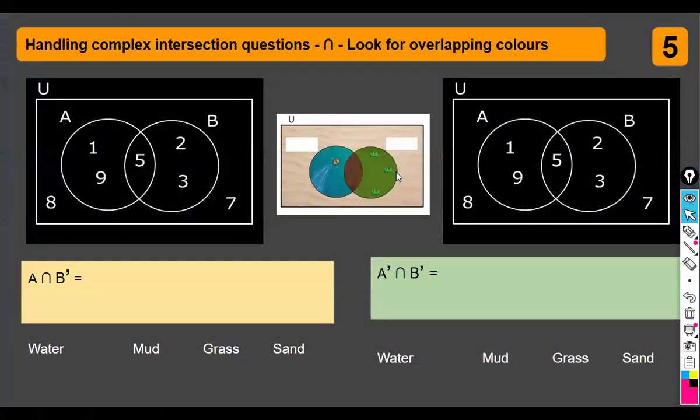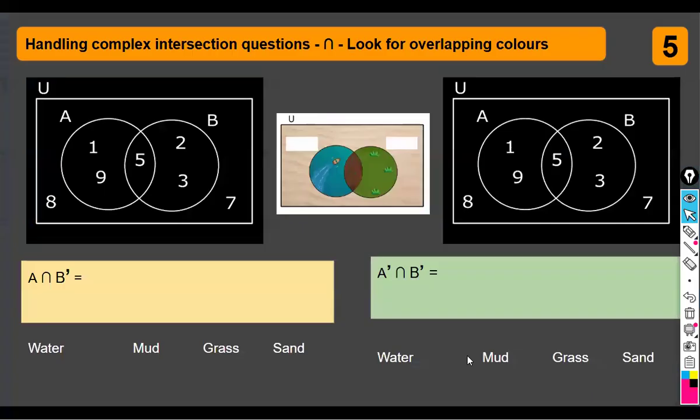All right. I want you all to try these two questions for me. I don't want you to do it in your head. I want you to physically do the shading. A intersect who is not B, the complement of B, and then the complement of A intersect the complement of B. Giving you 5 minutes.